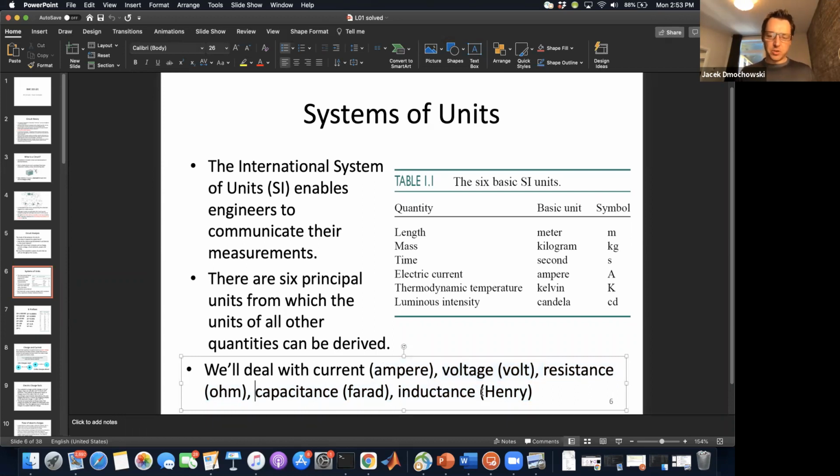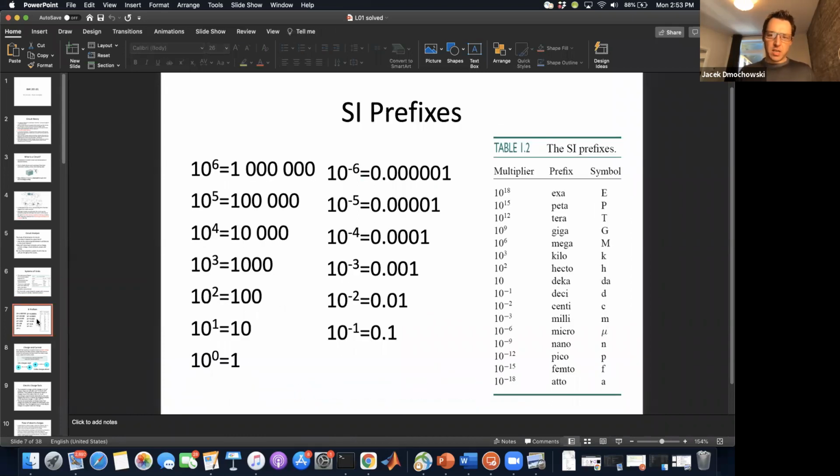And then we'll also introduce later in the course, in the second half, the notions of capacitance and inductance, which are less accessible, but also very important to understanding AC circuits.